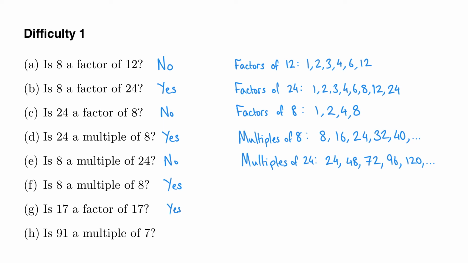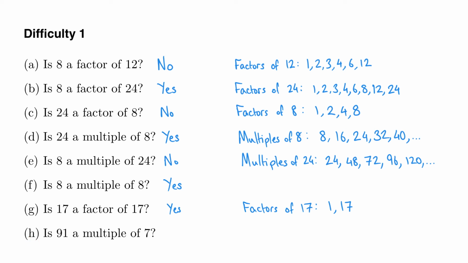In fact, if we list out all of the factors of 17, we'll find that it only has 2 factors. But those factors are 1 and 17. 1 and the number itself. Now, a number that has exactly 2 factors, like 17, has a special name. It's called a prime number. And prime numbers are really important, as you will see in the later videos.